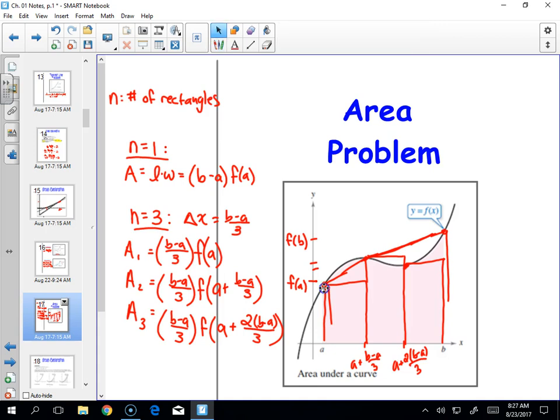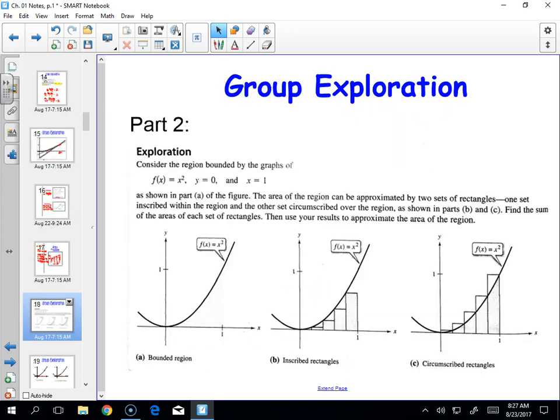I want you guys to practice it. You should be using your workspace. Use the workspace in the back of your spiral. Go ahead and label it. You're still in section 1.1, group exploration, part 2 for the area problem.